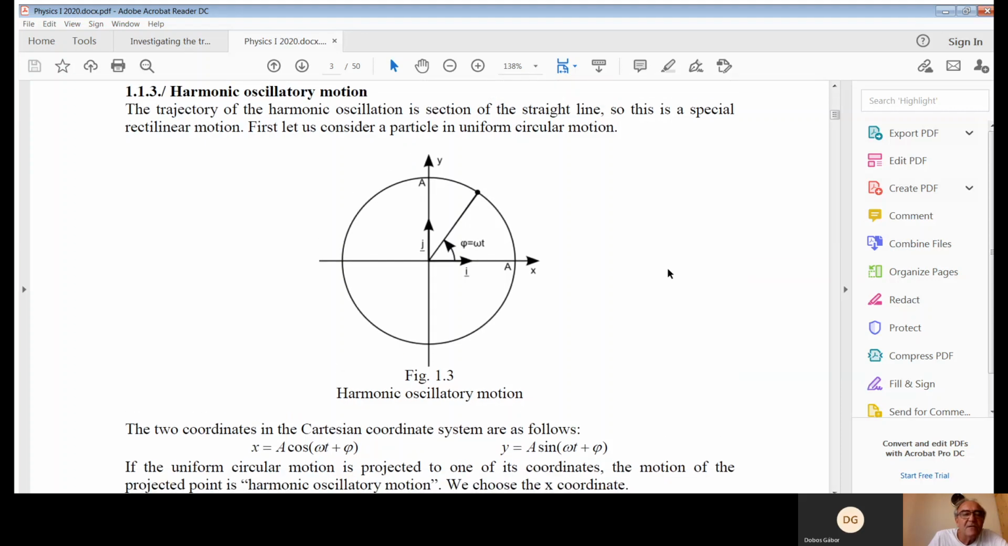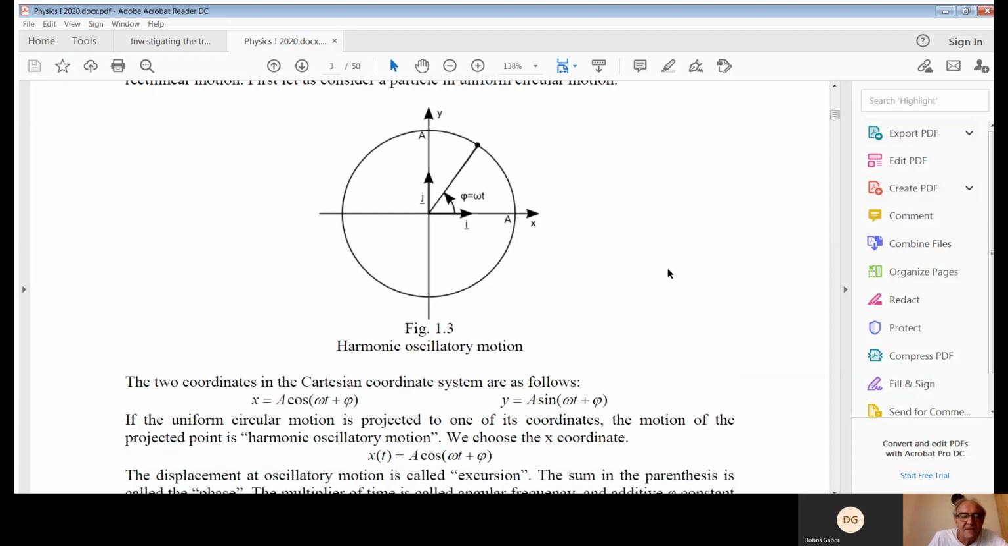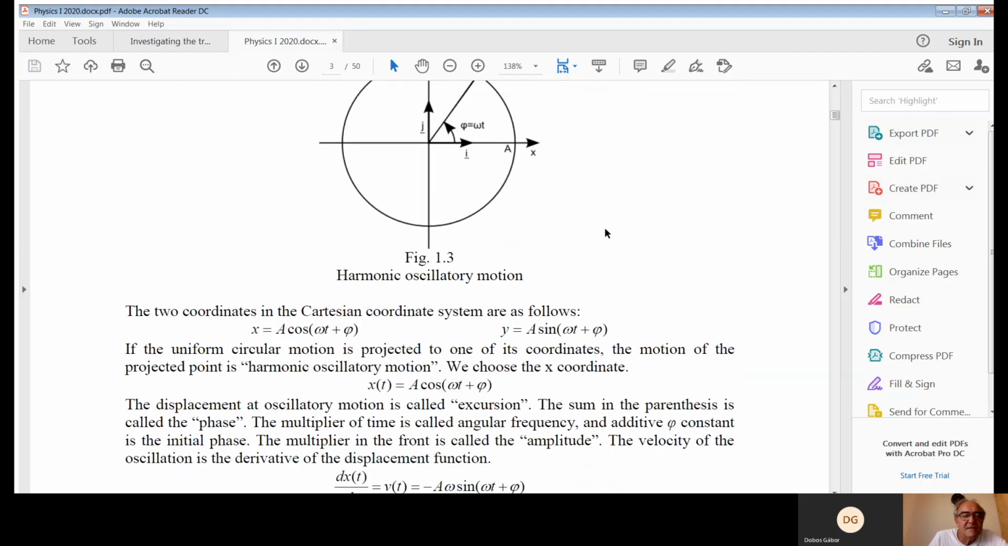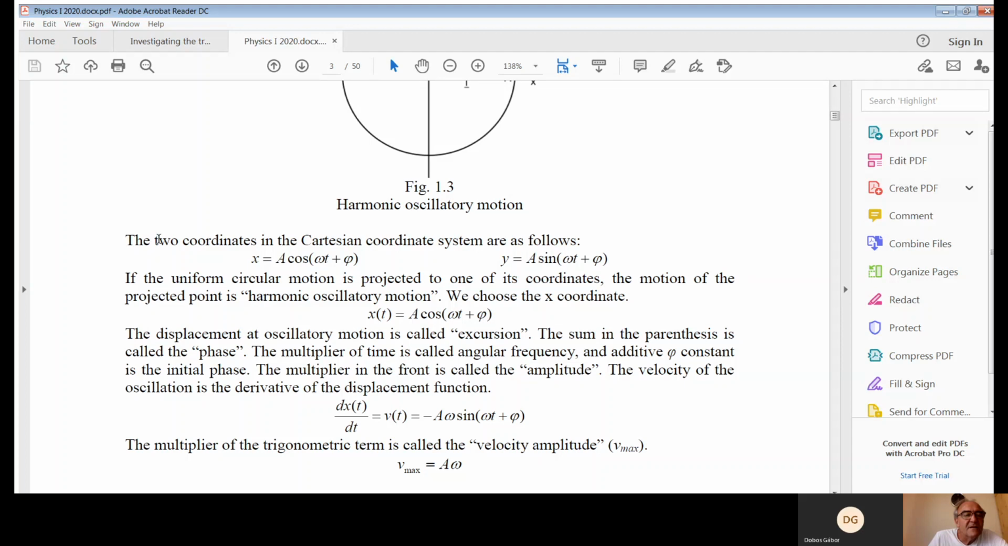But later in this chapter, in the second half of the semester, it will be discussed again. But let me say that. The harmonic oscillatory motion can be derived as the projected motion of a uniform circular motion. That is a harmonic oscillator.